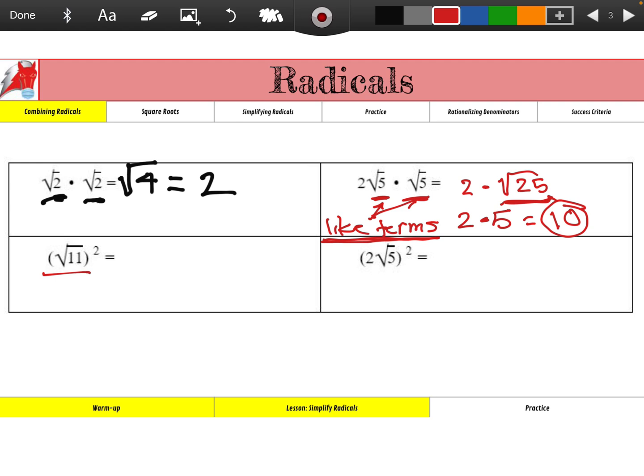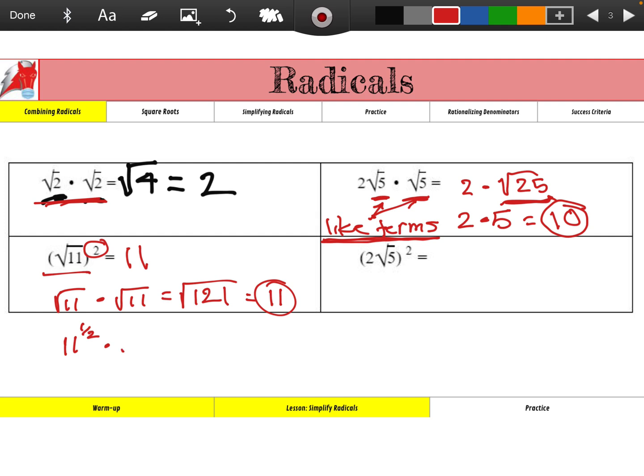Okay. So some of you might have the idea that, well, if I ever square a square root, I simply just get the number inside. But why is that? This square means I'm multiplying whatever's inside there. So root 11 times root 11. Well, that's the same thing like we did up here. 11 times 11 is 121. That's still a root. The square root of 121 is 11.